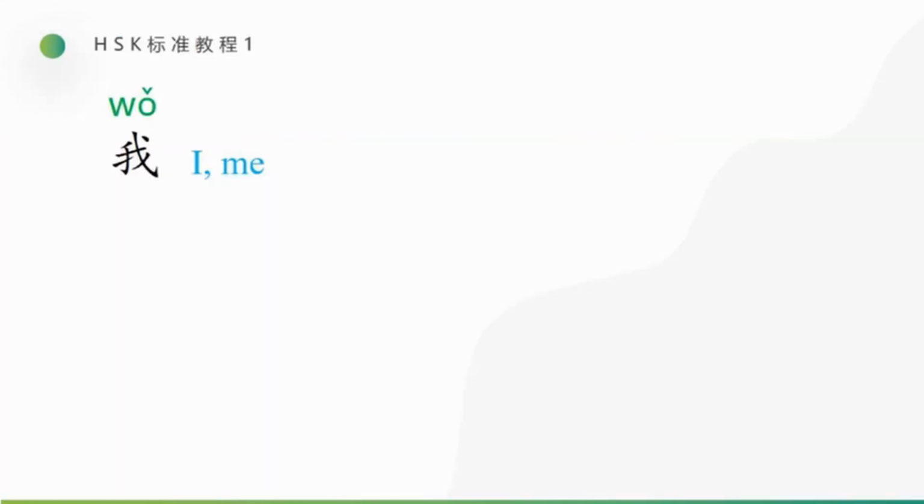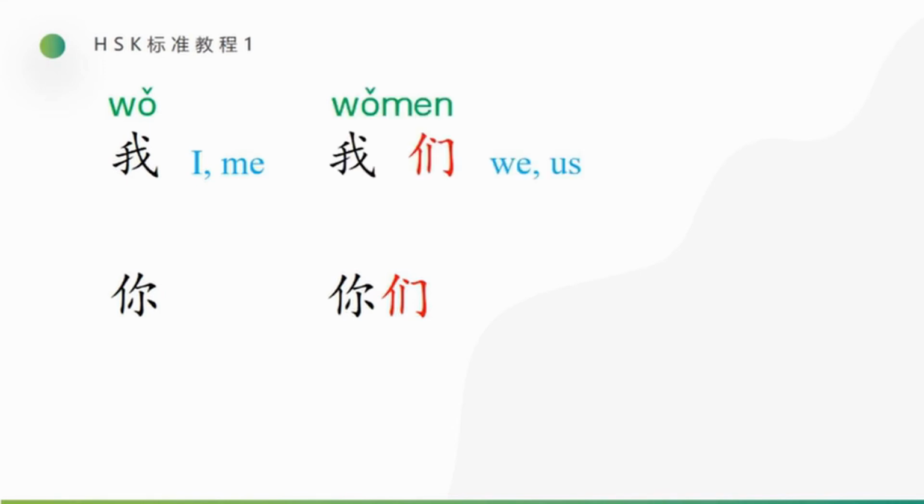Let's look at this word. 我, 我. We have learned how to say 你, you, it's singular. But if it's plural, we should say 你们. So how to say we, us? Yes, it should be 我们, 我们.